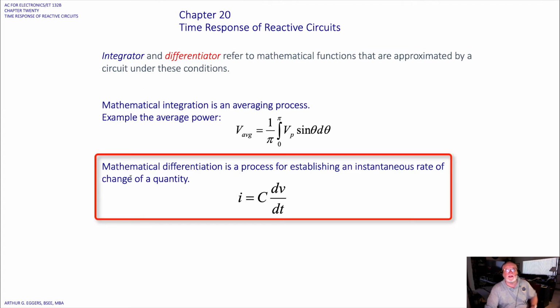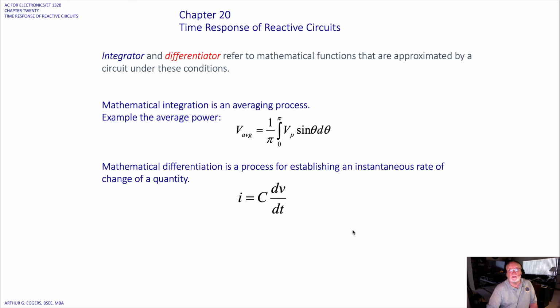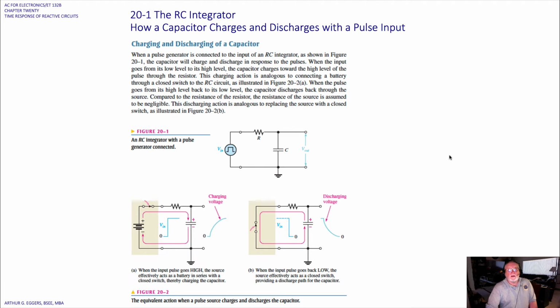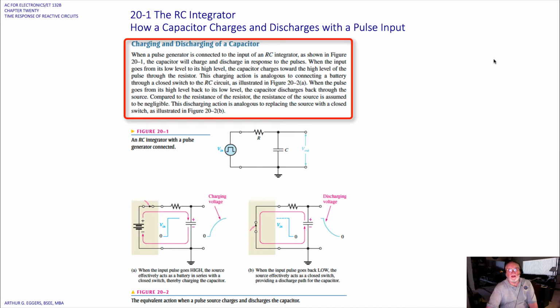The opposite of that then is differentiation, the process of establishing an instantaneous rate for a change in quantity. And we saw this with our definition of the current in a capacitor. Okay, so the current in a capacitor, then we look at the change in voltage with respect to time. So what occurs here then, since a capacitor charges when the current starts to flow, is what we're going to look at in understanding the charging and discharging of a capacitor.